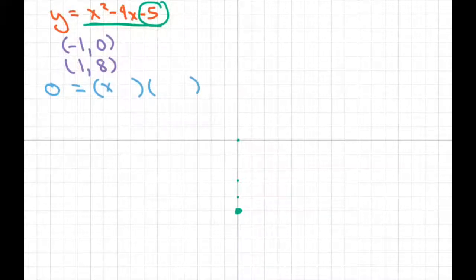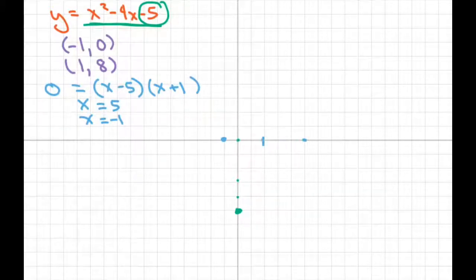Let's find our x-intercepts by factoring this equation. So it's going to be x minus 5, x plus 1. So we get x equals 5 and x equals -1 when y is 0. 1, 2, 3, 4, 5. Means my vertex is at x equals 3. See, 1, 2, 3.